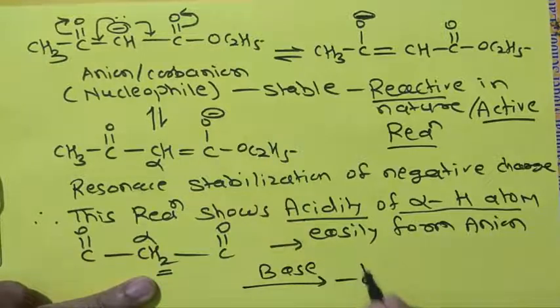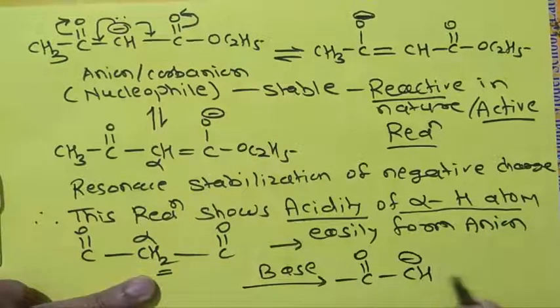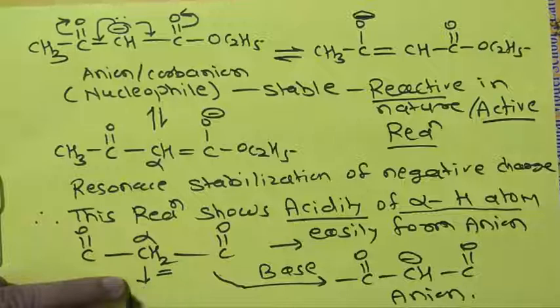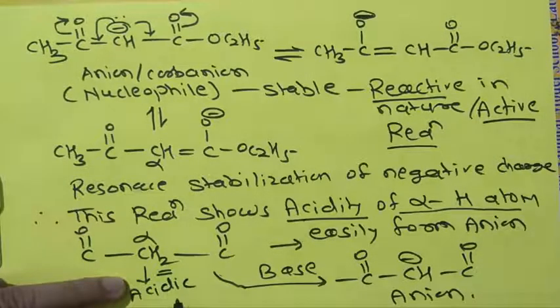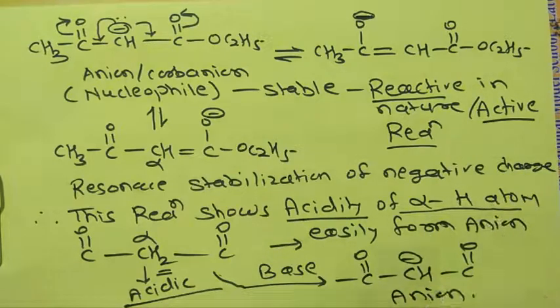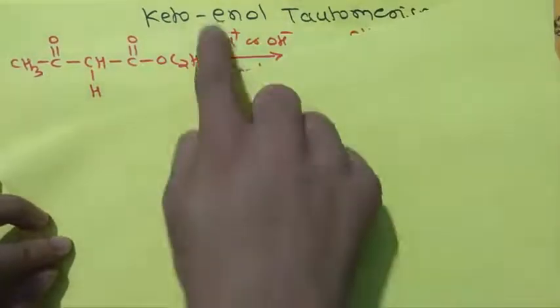Again, there is a formation of C double bond O, CH minus, C double bond O. These anions are formed. The base can abstract this hydrogen atom very easily because it is very acidic in nature. That's why the base abstracts these protons very easily to form anions. This process is called the acidity of the alpha hydrogen atom. Then we can go toward keto-enol tautomerism.